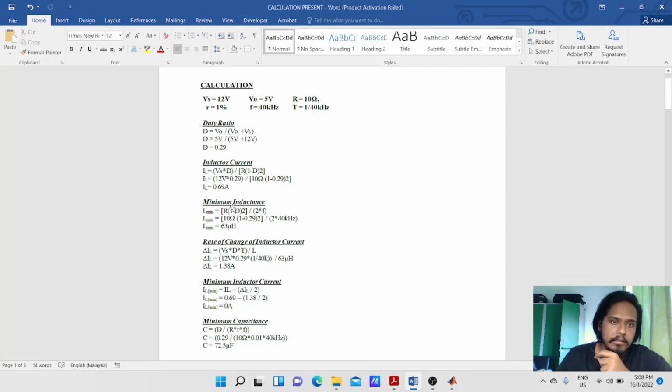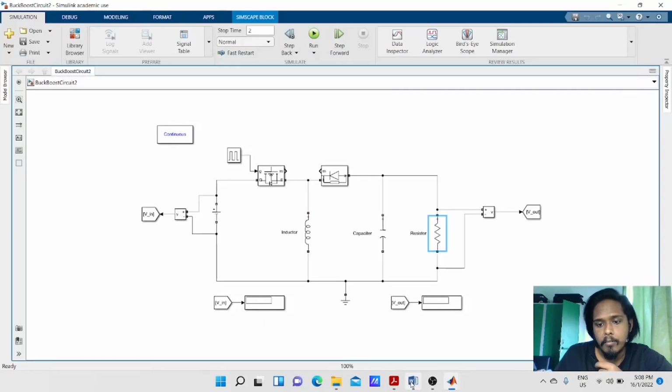So these are the calculations. For the duty ratio we got 0.29, for the inductor current 0.69, for the minimum inductance 63 micro H, for the rate of change of inductor current 1.38 ampere, minimum inductor current 0 ampere, and the minimum capacitance is 72.5 microfarad. From the calculation we took the answers and put the values into the components.